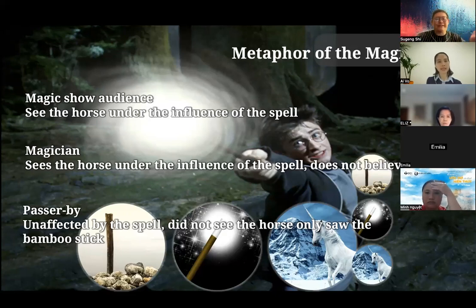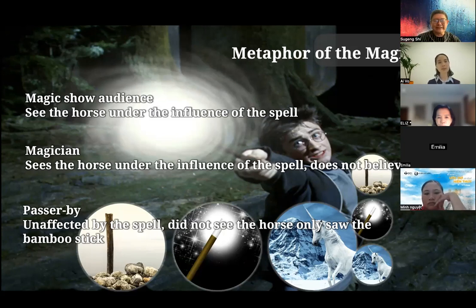Now, the audience watching the magic show see the horse because they are under the influence of the spell. The magician who performs the spell sees the horse under the spell that he created himself, but he doesn't believe it because he knew that it is his stick. And then after a while, there are passers-by walking by. They were not affected by the spell. In fact, they didn't even see a horse. They only saw a bamboo stick.